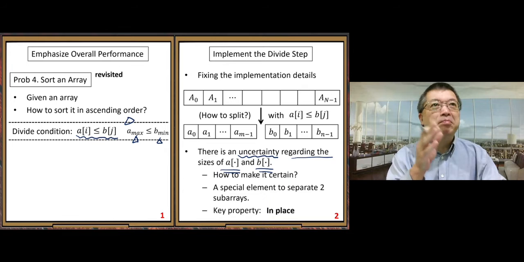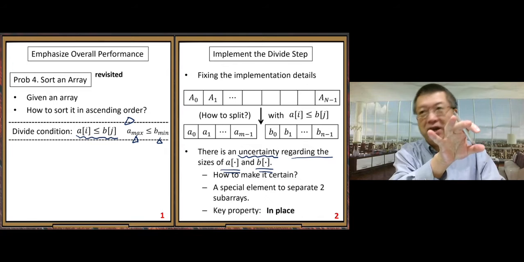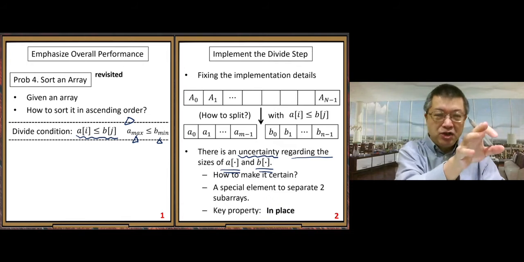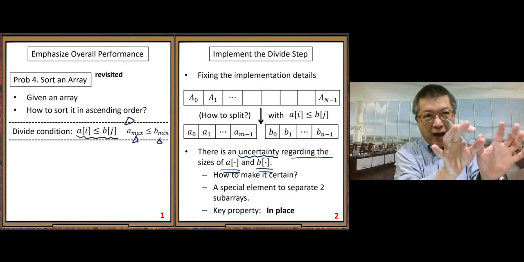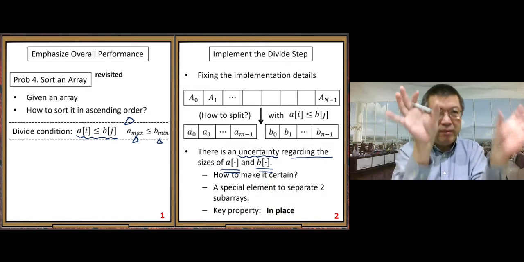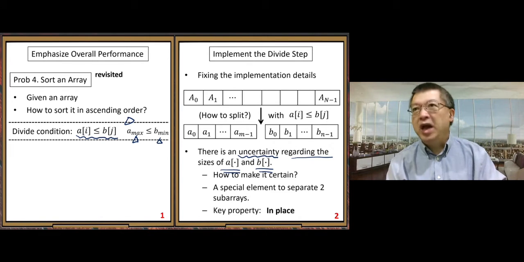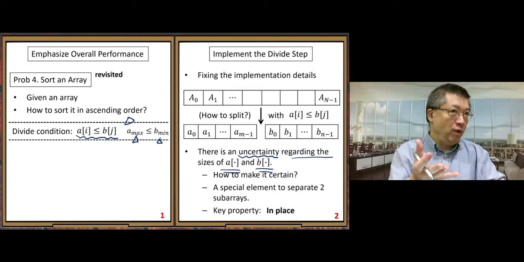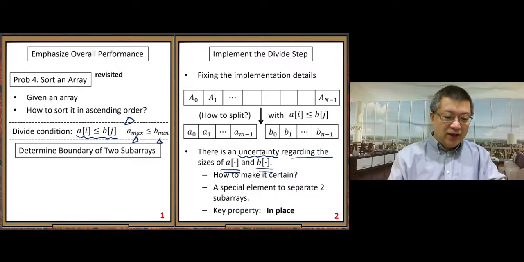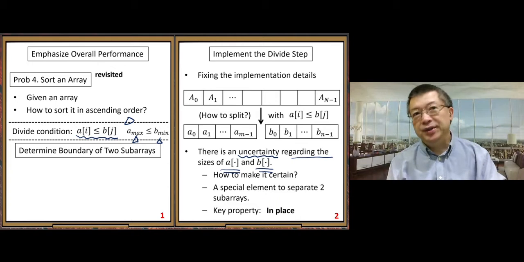Very simple, in place. That special element must be in place. You know the meaning of in place, right? That element must be in the right position after the whole array is sorted. That special separation element between two subarrays. So we try to locate that special element. If we can find that, we make it. We resolve that uncertainty. So determine the boundary of two subarrays. We need to do this.